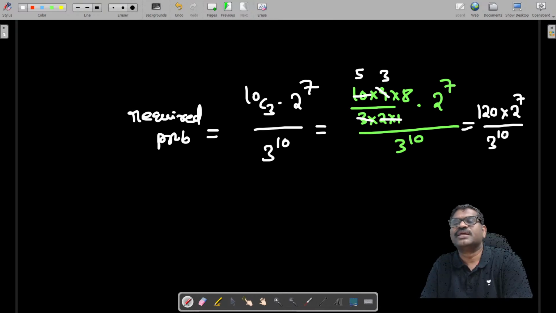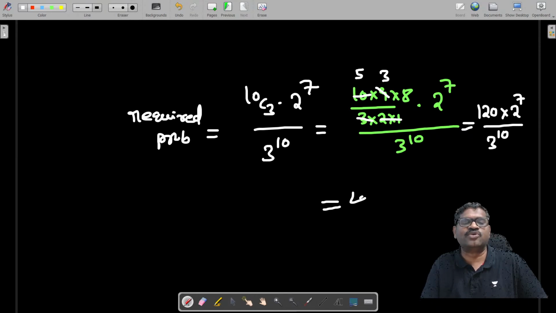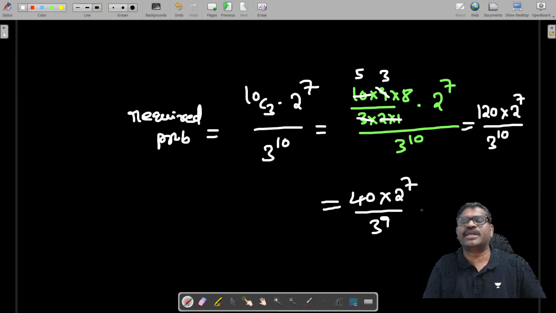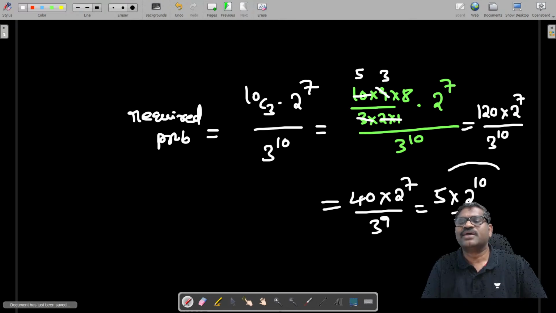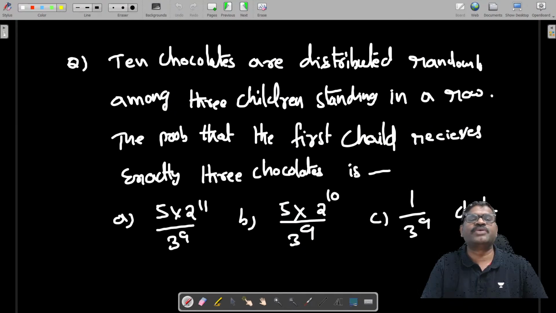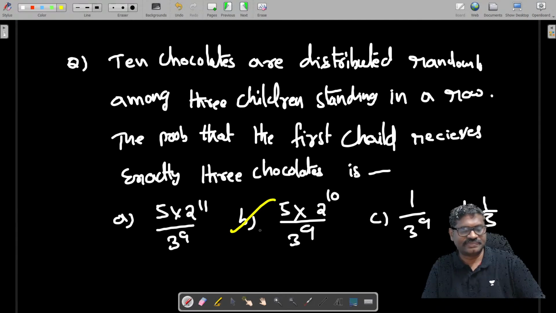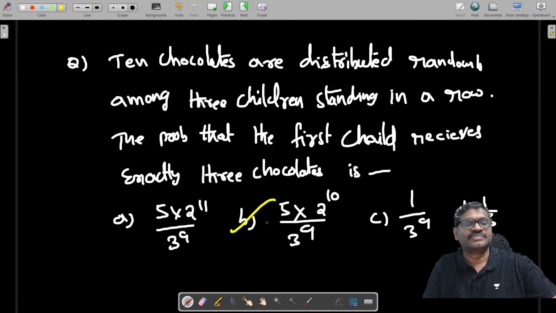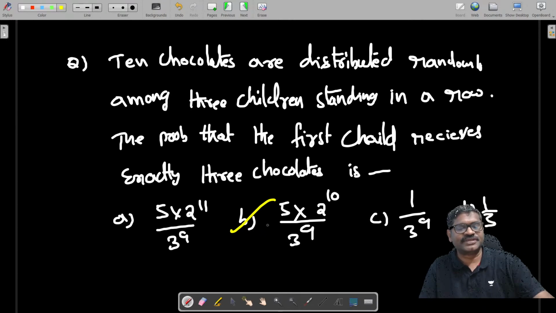So 3 40s, so 40 into 2 power 7 by 3 power 9. That can be written as 5 into 2 power 10 by 3 power 9: 2 cube into 2 power 7 is 2 power 10. So 5 into 2 power 10 by 3 power 9. Understood? Next.